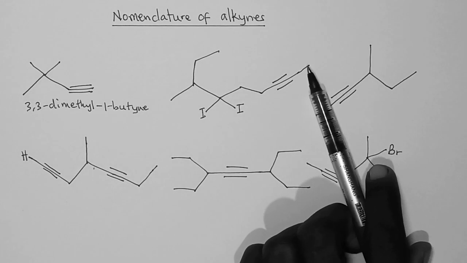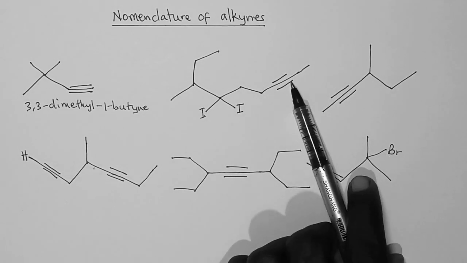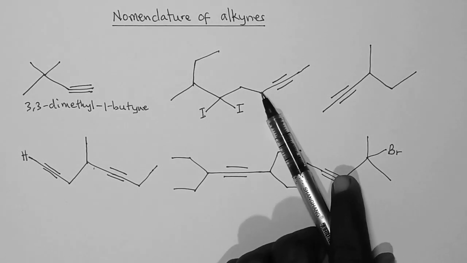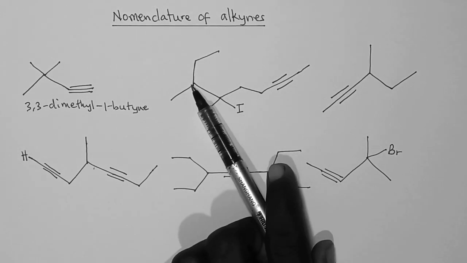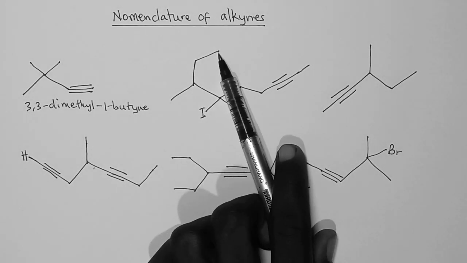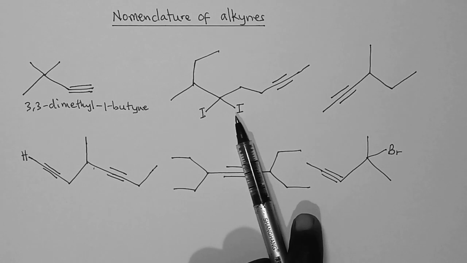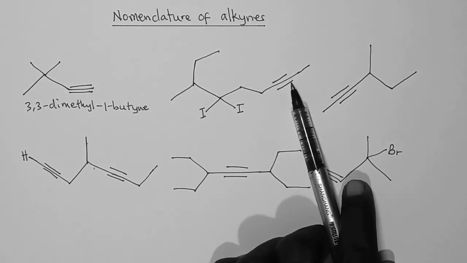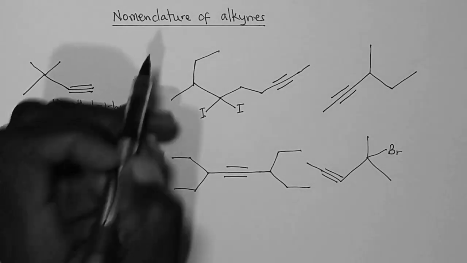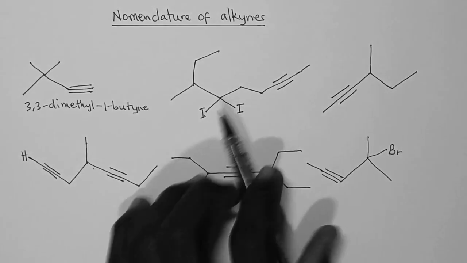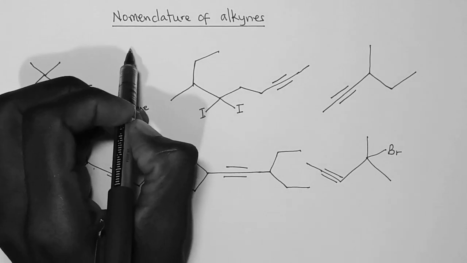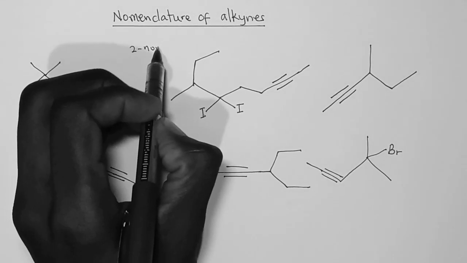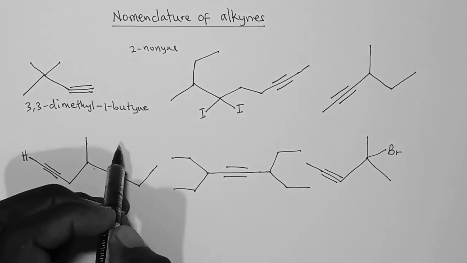So starting from here, this carbon number 1, carbon number 2, number 3, number 4, number 5, number 6, number 7, number 8, number 9. So this is a nonyne, but then the functional group is on carbon number 2. So this is a 2-nonyne, so we can fragment the molecule and name it. So we know we have a 2-nonyne in the name.